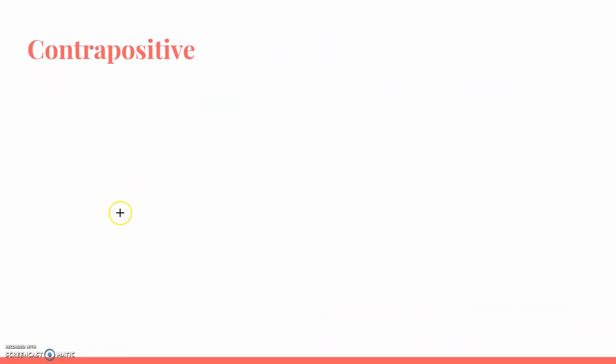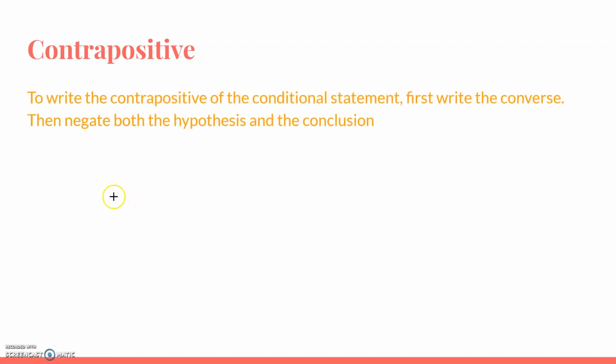Alright, finally, contrapositive. To write the contrapositive of the conditional statement, you have to first write the converse. Then you have to negate both the hypothesis and the conclusion. As we learned, the converse was just flipping the hypothesis and the conclusion, and then you just need to negate both of them. So in words, it'll be if not Q, then not P. As you can see, it is negated and it is flipped, as the converse should be. And in symbols, it'll be tilde Q, right arrow, tilde P.